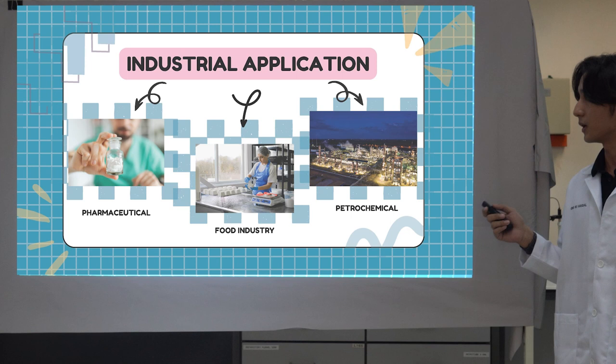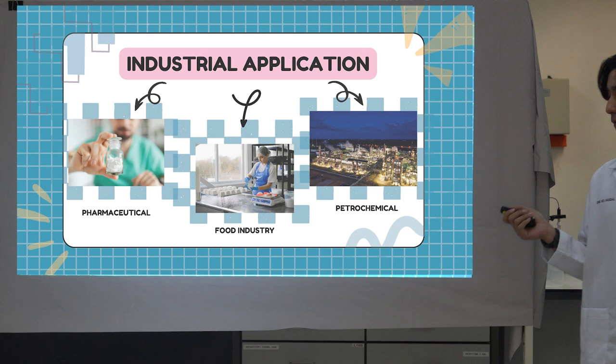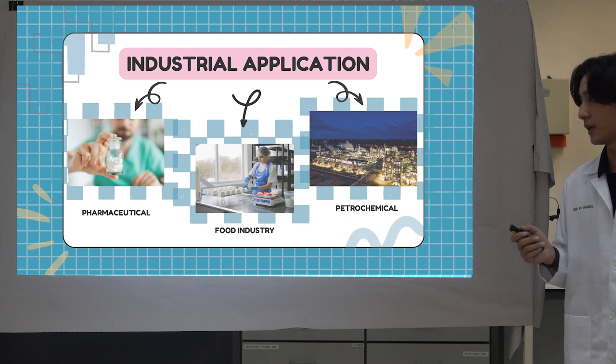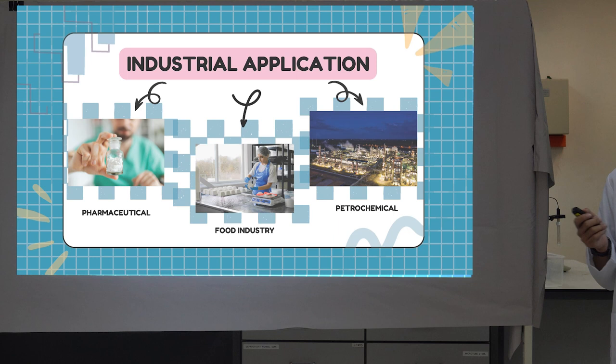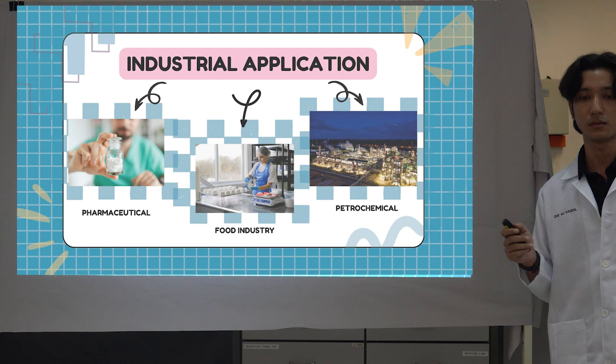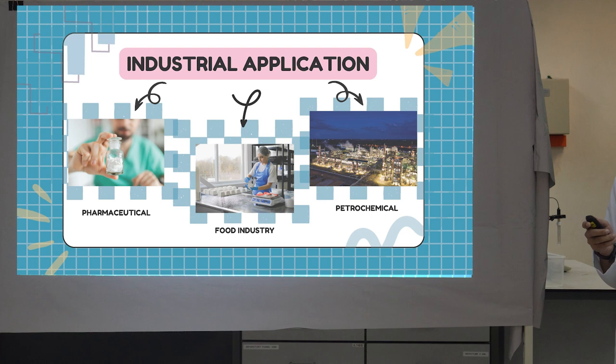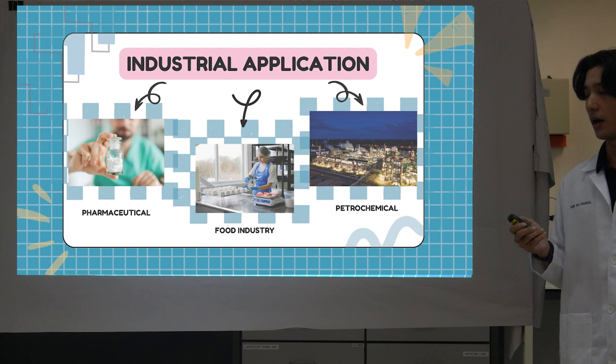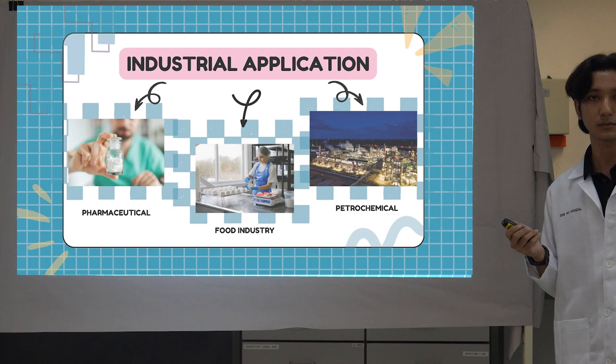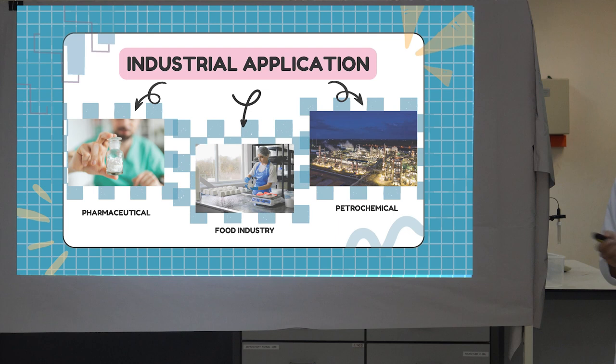For the next one, the food industry, recrystallization is used for sugar refining. For sugar refining, it is simply done by dissolving the raw sugar into water, and then it will evaporate and cool down, and then it will turn into crystallized sugar. So I'll pass to the next presenter.